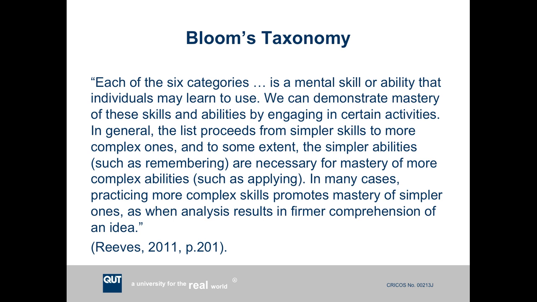This reference from Reeves is at the end of the slides as well. So there are 6 categories. He says that each of the 6 categories is a mental skill or ability that individuals may learn to use. We can demonstrate mastery of these skills and abilities by engaging in certain activities. In general, the list proceeds from simpler skills to more complex ones, and to some extent, the simpler activities, such as remembering, are necessary for mastery of more complex abilities, such as applying. In many cases, practicing more complex skills promotes mastery of simpler ones, as when analysis results in firmer comprehension of an idea. So I'll show you the visual.